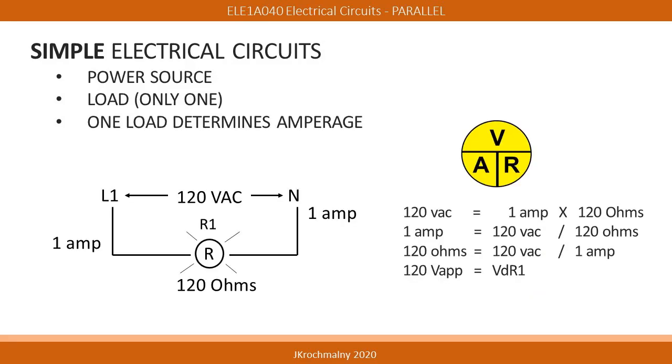Using Ohm's law, we can then determine the circuit amperage. In this graphic, 120 volts AC divided by the R1 resistance of 120 ohms of the load gives us an amperage value of 1. Notice that this 1 amp of electrical flow can be measured anywhere in the circuit.